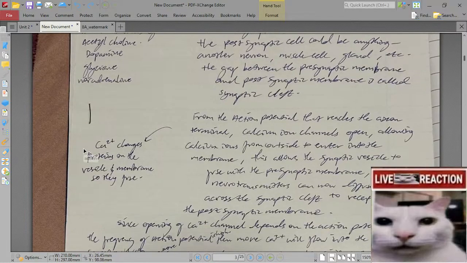Yeah, that's correct. When the action potential reaches the axon terminal, calcium ion channels open, allowing calcium ions from outside to enter the membrane, which allows the synaptic vesicle to fuse with the membrane.